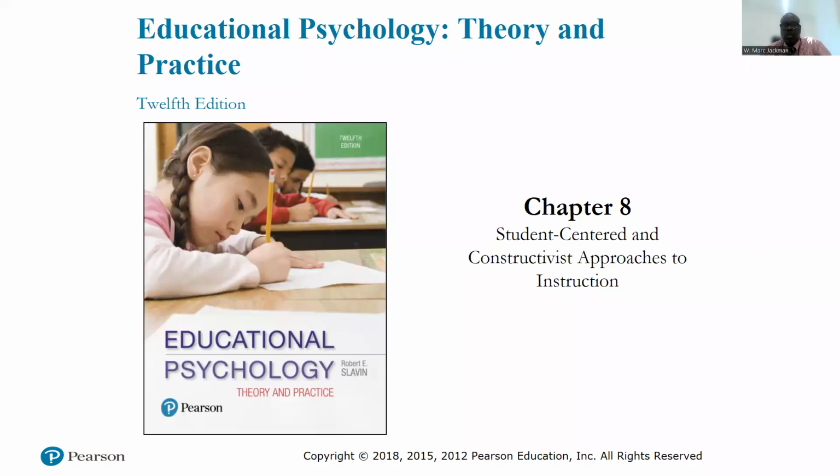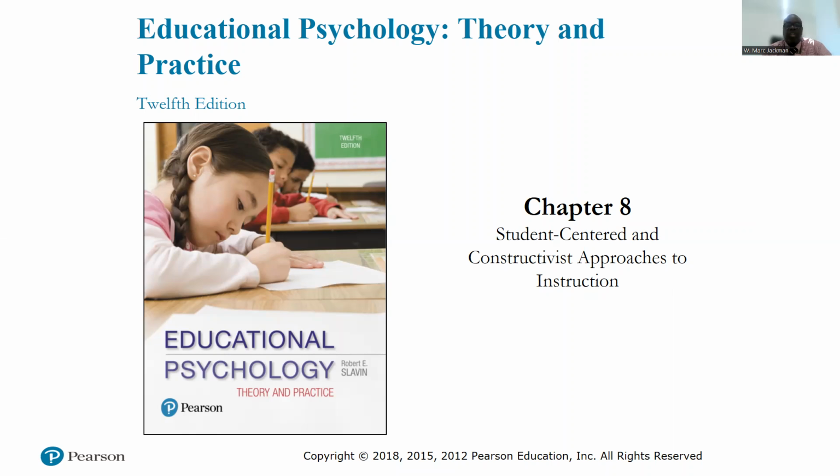Okay, students, so we are moving on to chapter 8 of Slavin, where we'll be looking at student-centered and constructivist approaches to instruction. Previously in chapter 7, we dealt with direct instruction and discussion methods and how students can learn and transfer concepts. So now we go deeper into the teaching pedagogies and different approaches to teaching.